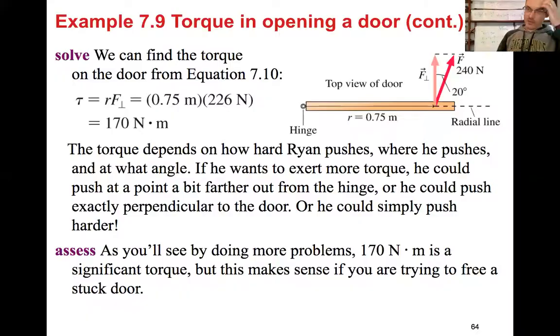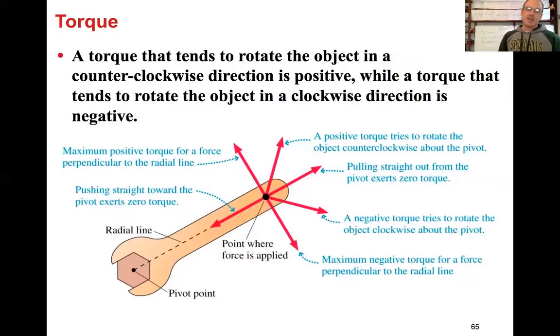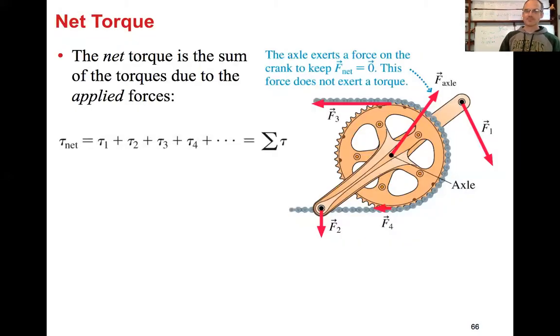And Ryan could have done a much better job if he had pushed it, you know, at the very edge of the door, or you could push harder, I guess. So torque depends on both the radius and the direction that you're applying the force. You could apply the force in a positive direction or a negative direction. It follows the same positive and negative rationale that we talked about with the rotating systems. And in systems that are more complex, you end up with a lot of different forces being applied.